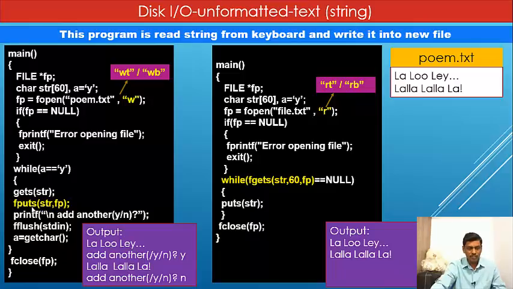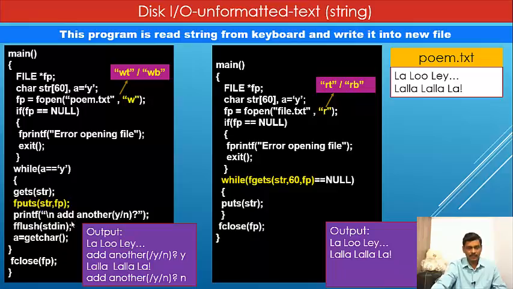Here, fputs. By using the fputs function, file put string, str, fp. Str is a character array, and the string la lu le stored in str is written into fp, that is the address of poem.txt. So the string la lu le is written into poem.txt.